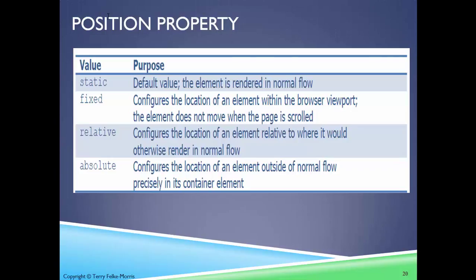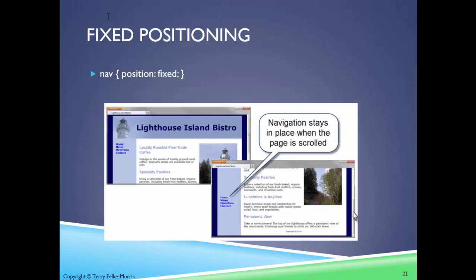Relative, you configure the location of the element relative to where it would otherwise render in normal flow. And absolute, all right, where it's precisely configured and it's in a certain spot. So, looking at each one of these, notice it's nav position fixed. If you use fixed positioning, it causes an element to be removed from the normal flow and remain stationary, or in other words, fixed in place. There's an example right there. And you might say, well, that's different than this. No, it's not. It's just that right here, we're showing the heading, including that logo, and down here, we're not.